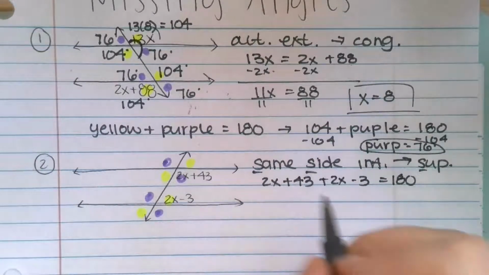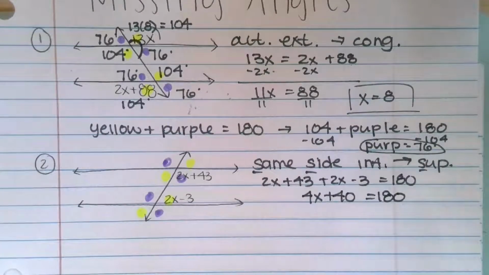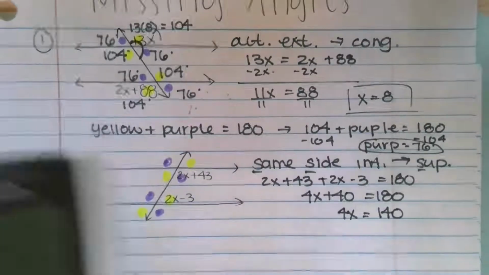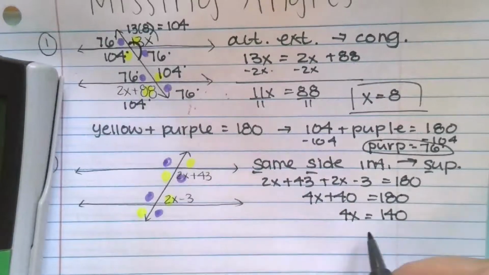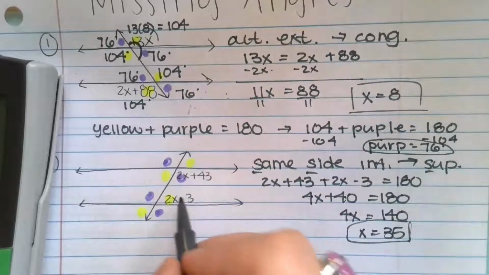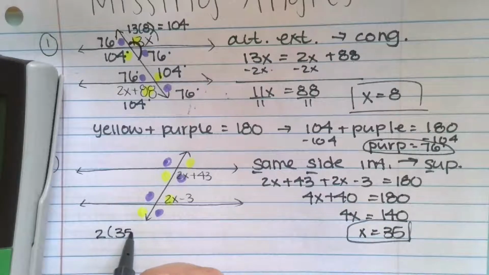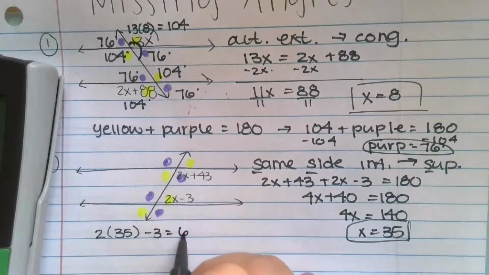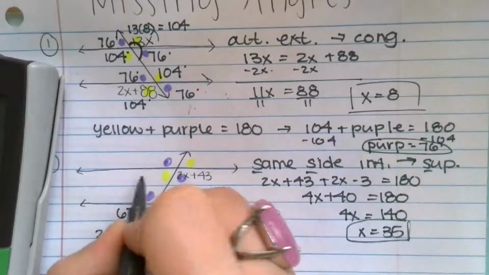Again, just do our simple algebra. 4x plus 40 equals 180. Subtract 40 from both sides. You get 4x equals 140. 140 divided by 4 gives us x equals 35. Now we need to substitute that back in here. I'll just go off to the side and do it. 2 times 35 minus 3 equals 67. So we know our yellow angles are 67 degrees.